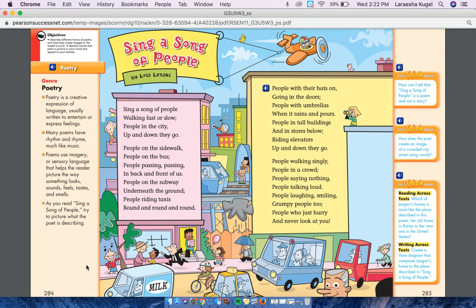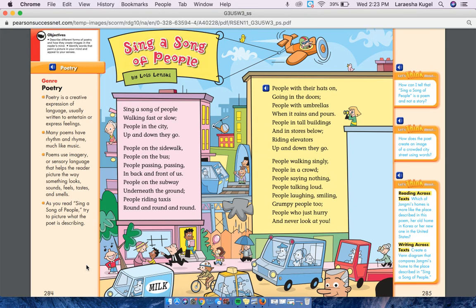Sing a song of people walking fast or slow, people in the city, up and down they go. People on the sidewalk, people on the bus, people passing, in back and front of us. People on the subway, underneath the ground, people riding taxis, round and round and round. People with their hats on, going in the doors. People with umbrellas, when it rains and pours.